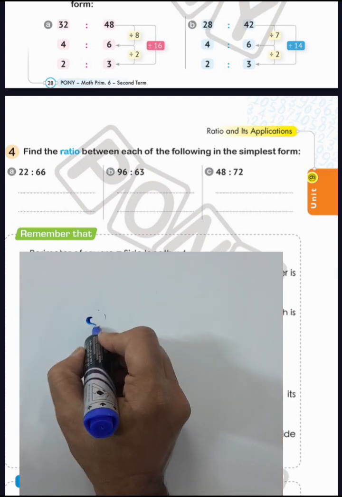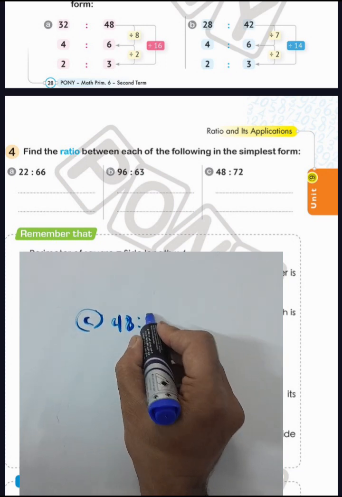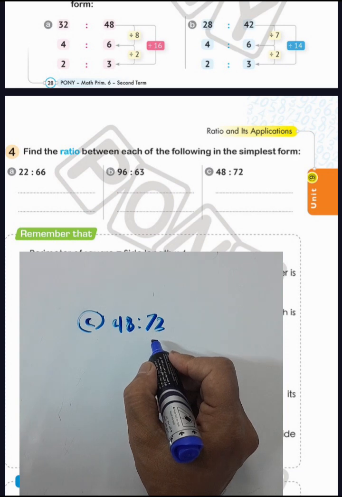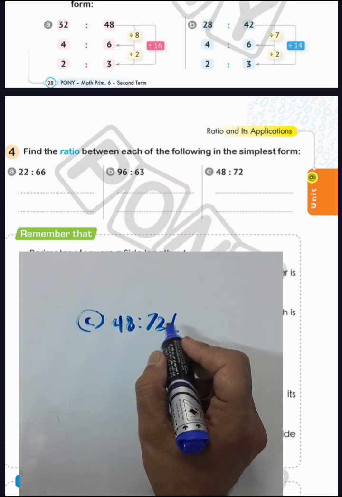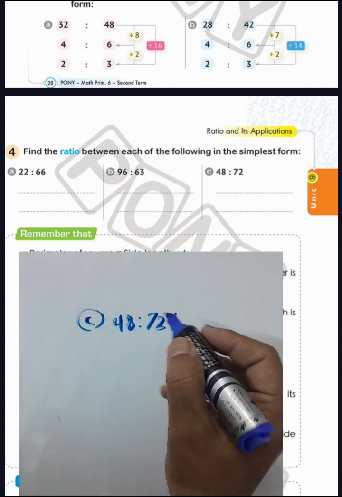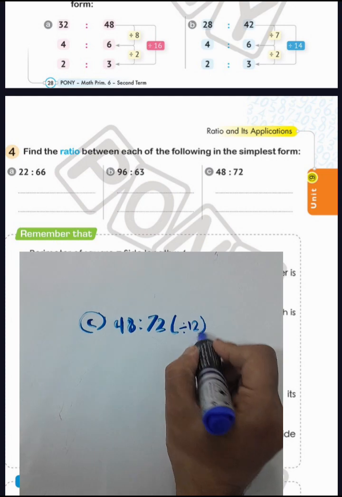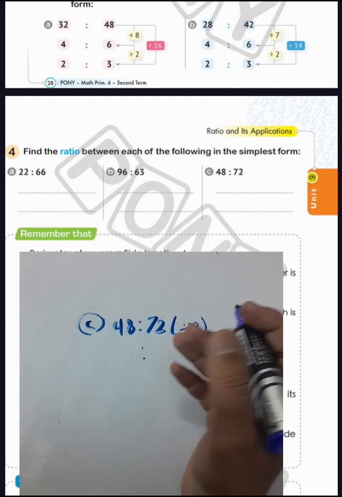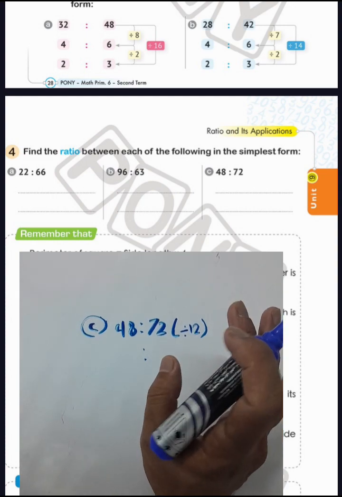What about the ratio between the two numbers 48 and 72? We know 48 and 72 are even numbers, so we can divide by 2. We can even divide by 12, since the highest common factor between them is 12. You can divide in one step by 12, or you can divide by 2 in the first step, then by 2 again, and then by 3. Okay, never mind, it's true.